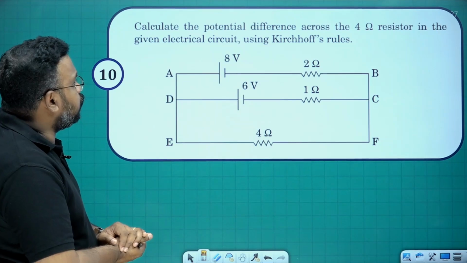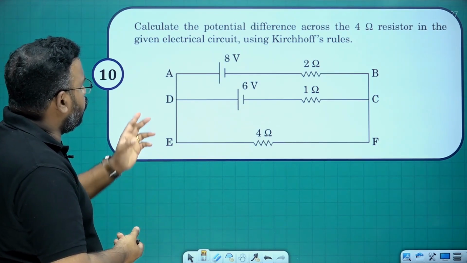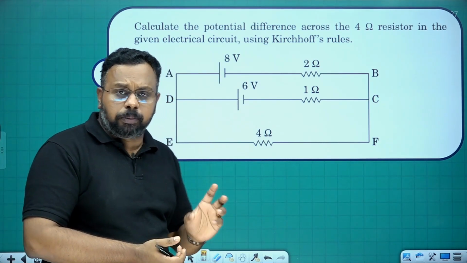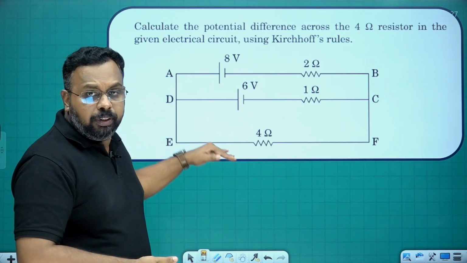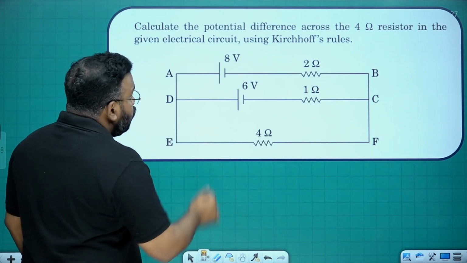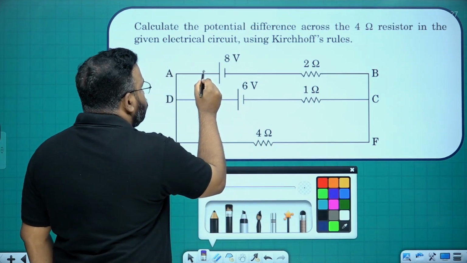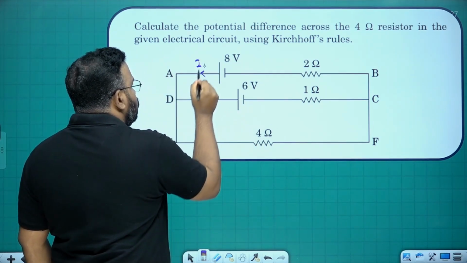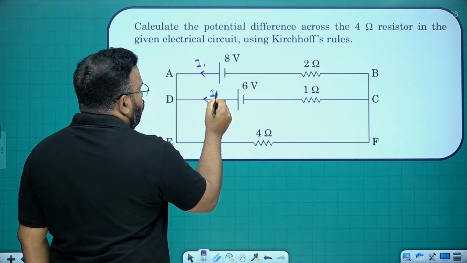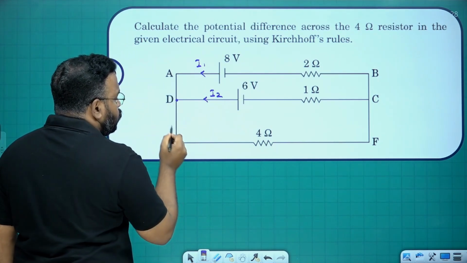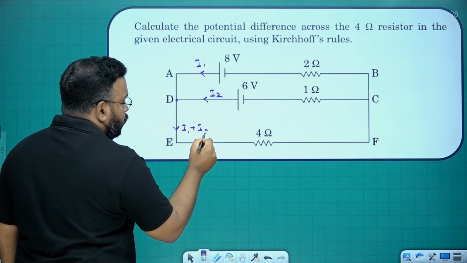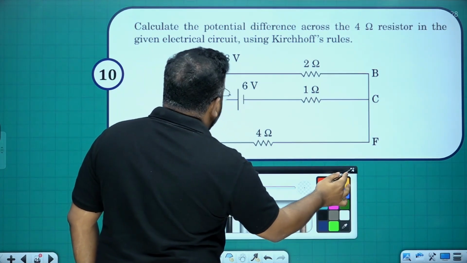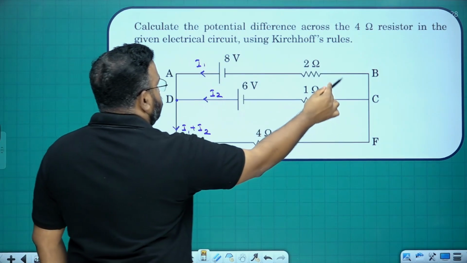Question number 10. Calculate the potential difference across the 4 ohm resistor in the given electrical circuit using Kirchhoff's rules. One of the repeating questions. We need to find the potential difference across the 4 ohm, so for that we need the current through it. There are 2 cells, so you can assume the current from this one as I1 and the current coming from this one as I2. Surely it's a junction, so the total current will be I1 plus I2. Let us take some loops here. Let me start with this loop.